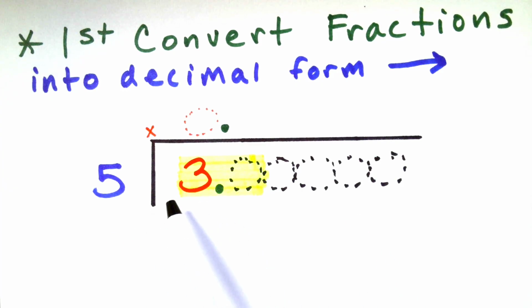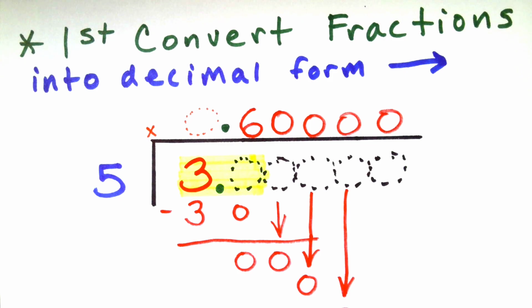Now I want to find a number that multiplies times 5 that will give me 3. There are no whole numbers times 5 that will give me 3, right? So there's an invisible 0, just a placeholder. So that 3 now becomes 30. 5 times what number gets me closest to 30 without going over? If you said 6, absolutely correct. 5 times 6 is 30.